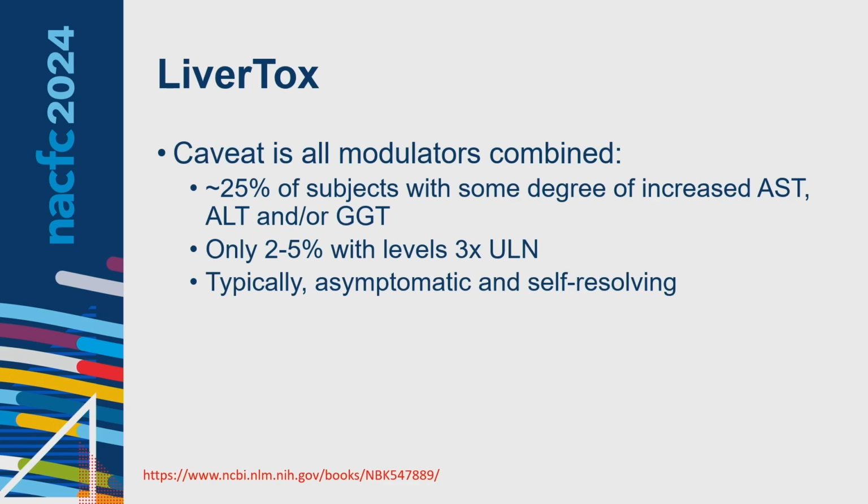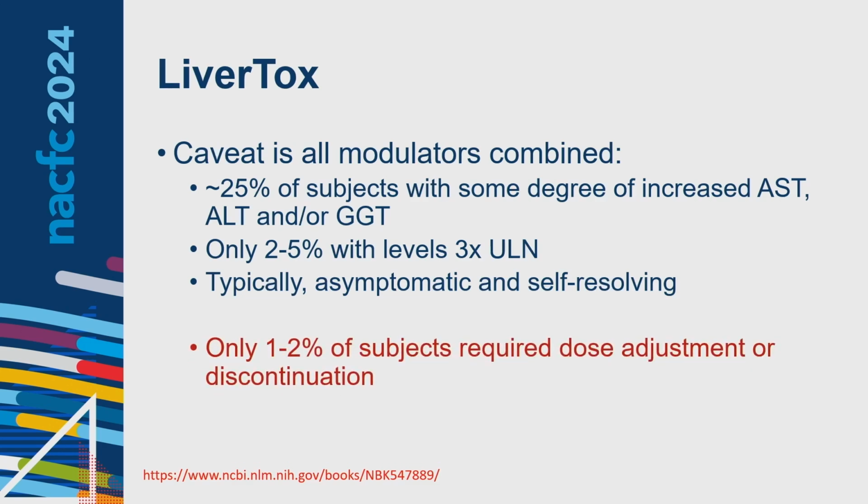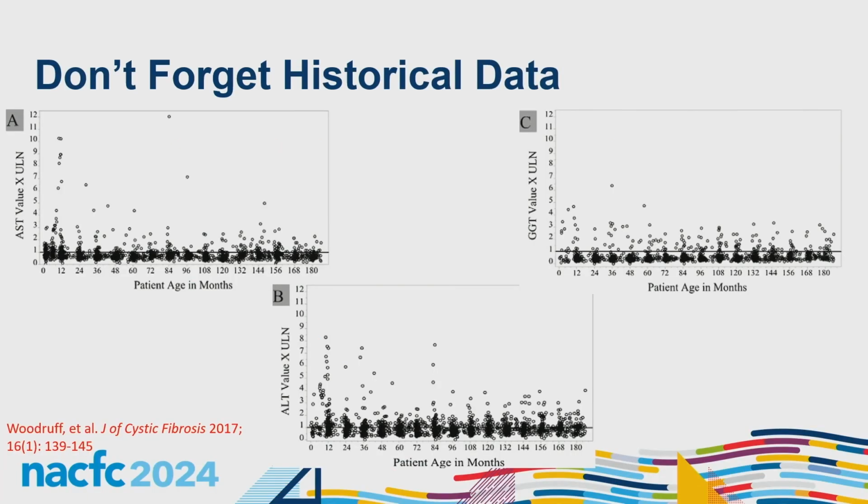But basically they're saying roughly 25% of patients are going to have some degree of elevation of AST, ALT, and/or GGT. But only 2 to 5% are going to be 3 times the upper level of normal with less than the 5 times. And they're usually self-limiting, no symptoms or anything like that. So at least for what's out there right now, this is a couple years old, only about 1 to 2% of subjects are requiring some type of dose adjustment or discontinuation, at least based off this.